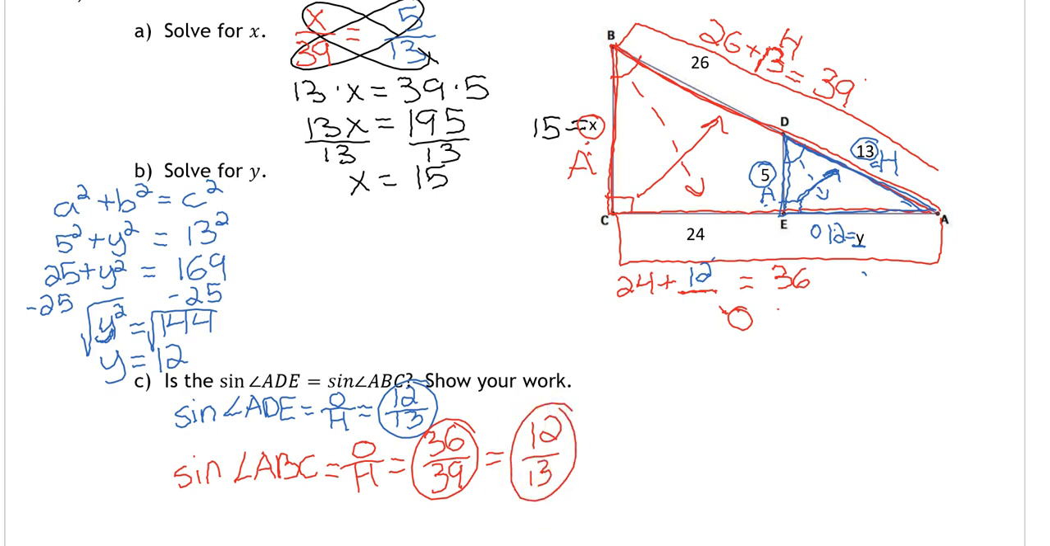So then, are these equal? Yes. And remember, what's the point of showing that these are equal? All we're saying is these should be equal because we are told these are similar triangles. So we're kind of proving that these similar triangles have congruent trig ratios. That's it. Go ahead, work on your activity.